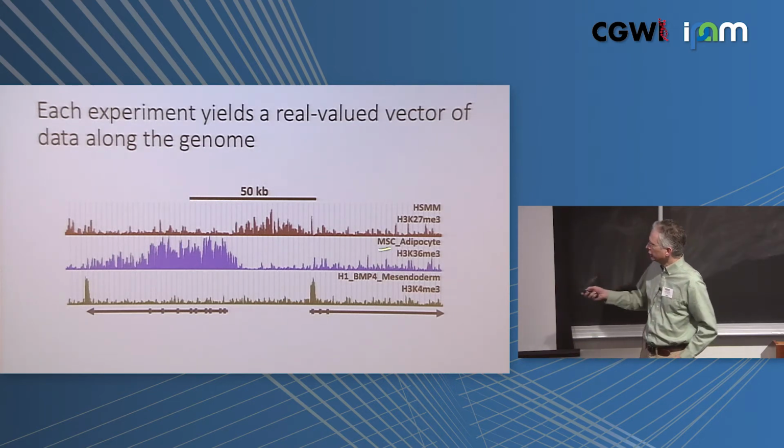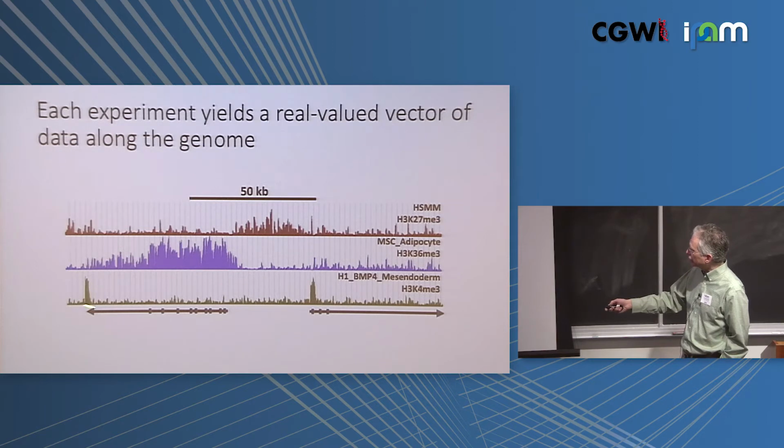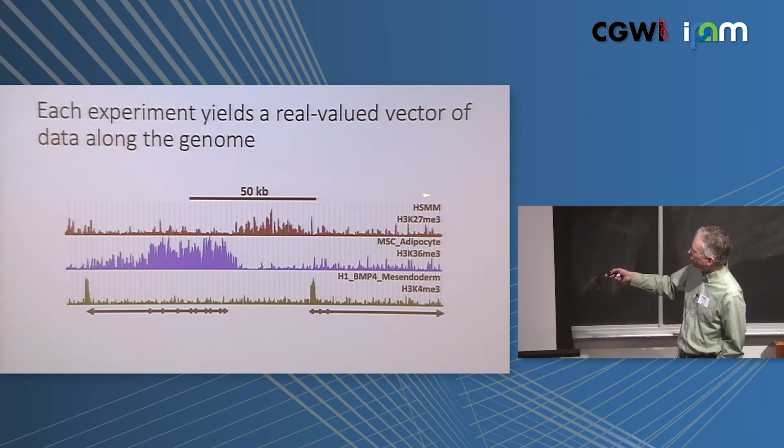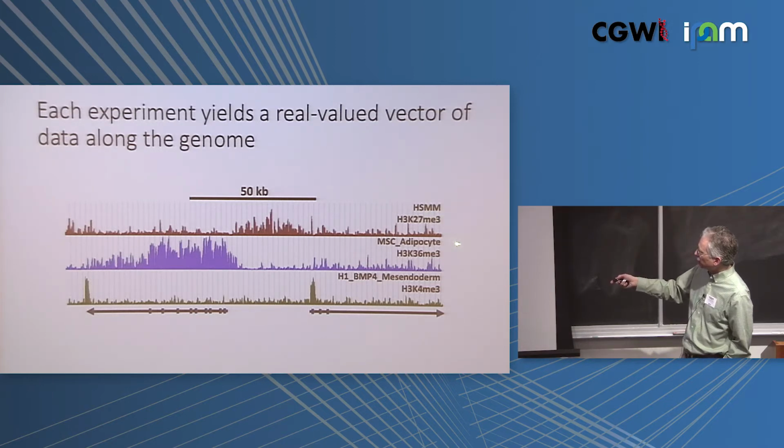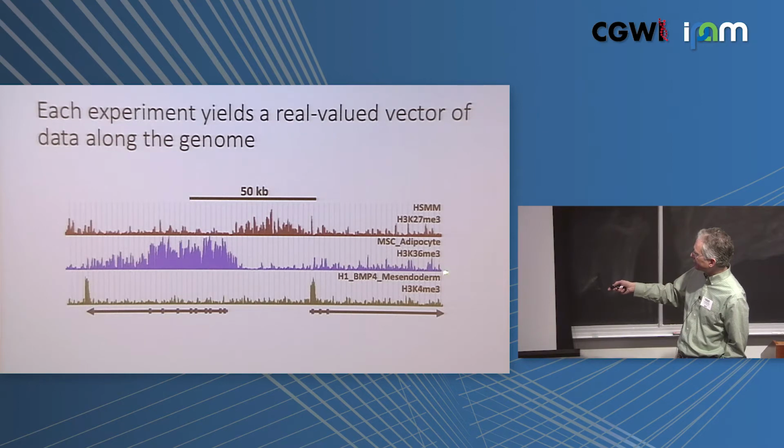So in this picture, you've got 3 tracks. Each track corresponds to one particular assay. These are the names of the cell types here and the assays below it. HSMM is one cell type. This is an adipocyte cell type, and so on.